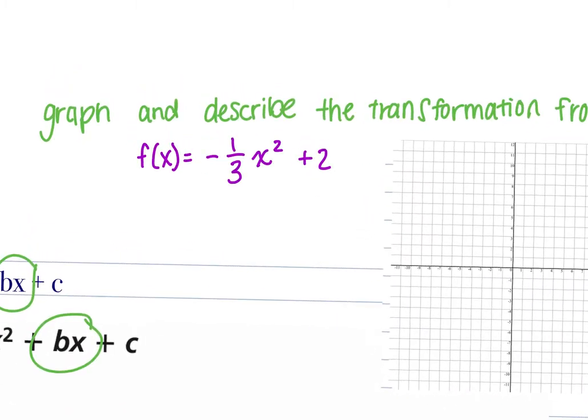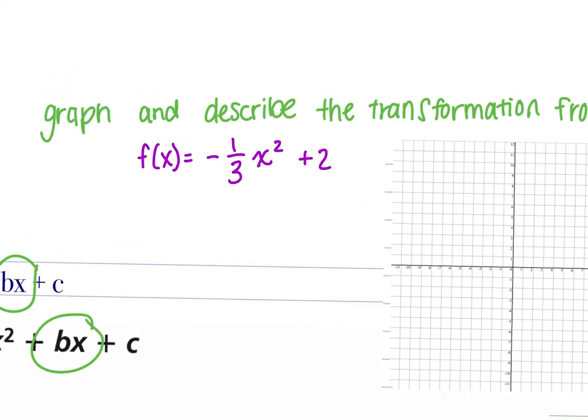f of x equals negative 1/3 x squared plus 2. The plus 2, very good. That is a vertical translation up 2. So, from (0, 0), you should have moved your graph 2 units up and put a dot right there. That is where what? What part of our parabola is going to go there? The vertex, okay?